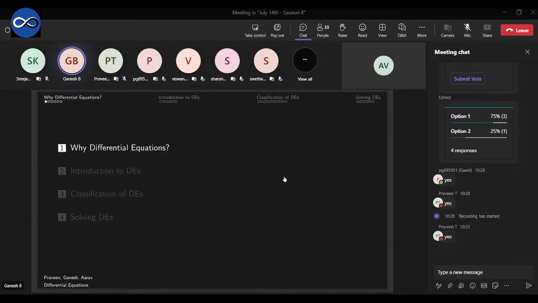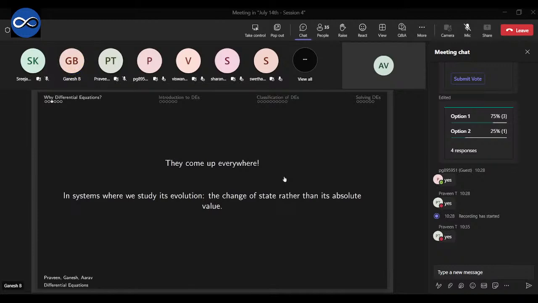Let's begin. We'll start with the question of why you need differential equations. What is the purpose of them? They come up everywhere. When you want to study systems where you don't know the absolute value, but you know how it changes with time, how it evolves with time, that's where differential equations come into play. You can define and describe models with differential equations. You will see a couple of examples.